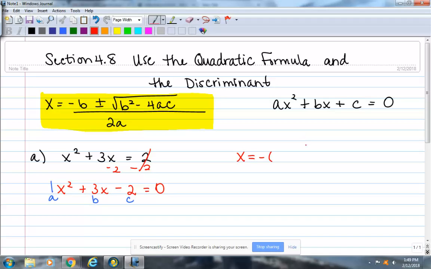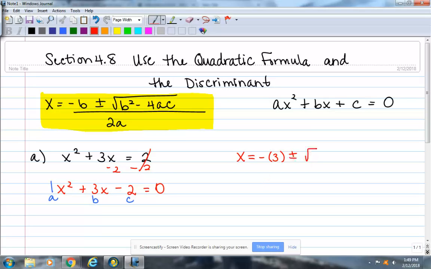So the second, third number would always go with b. The one with the x squared is a, the one with the x is b, the one that doesn't have an x is c. That's right. Yes, it has to be in standard form. I need 3. All right, what is my b? 3.